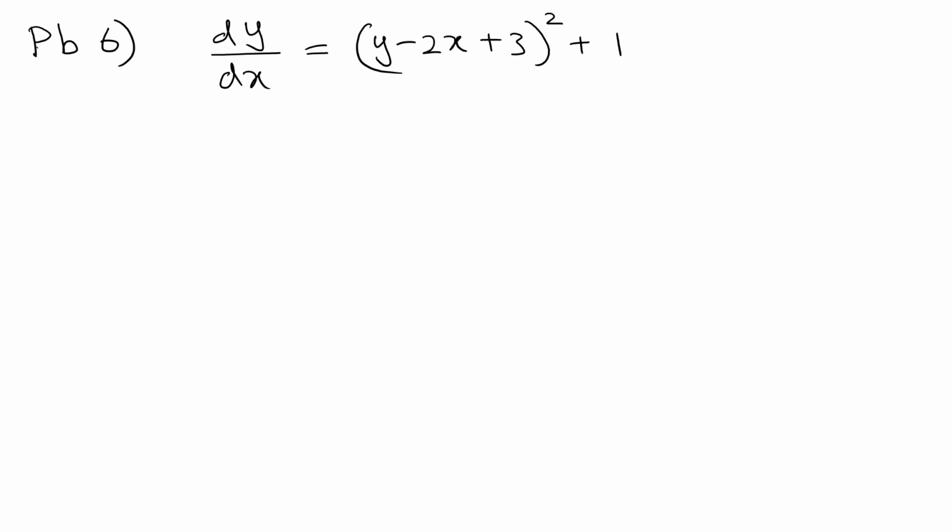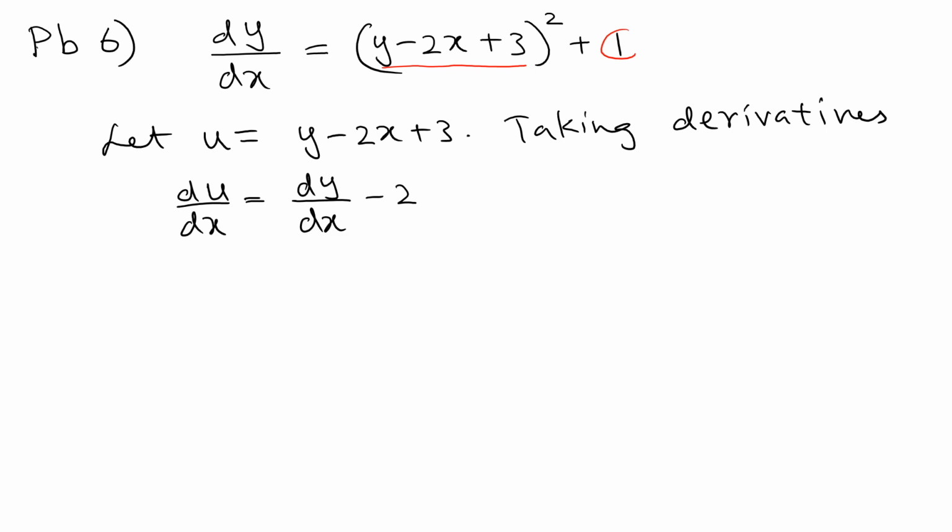So let's say we have this one, dy/dx = (y - 2x + 3)^2 + 1. This problem is very similar to the previous one. We have the extra term here, and then again we're going to pick the inside function as u, and then take the derivative. We get du/dx = dy/dx - 2. If you isolate dy/dx, you get this one.